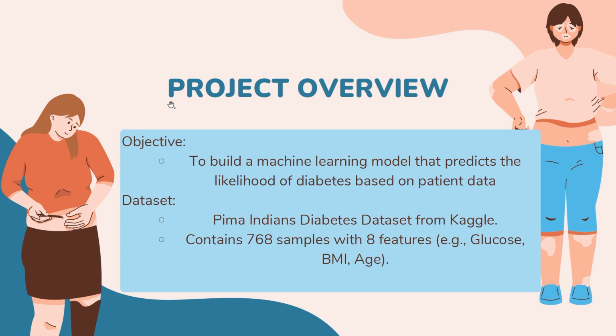So this is the project overview. Our objective is to build a machine learning model that can predict the likelihood of diabetes based on patients' data. The dataset which we are using is the PIMA Indians diabetes dataset from Kaggle, which contains almost 768 samples with 8 features such as glucose, body mass index and age.